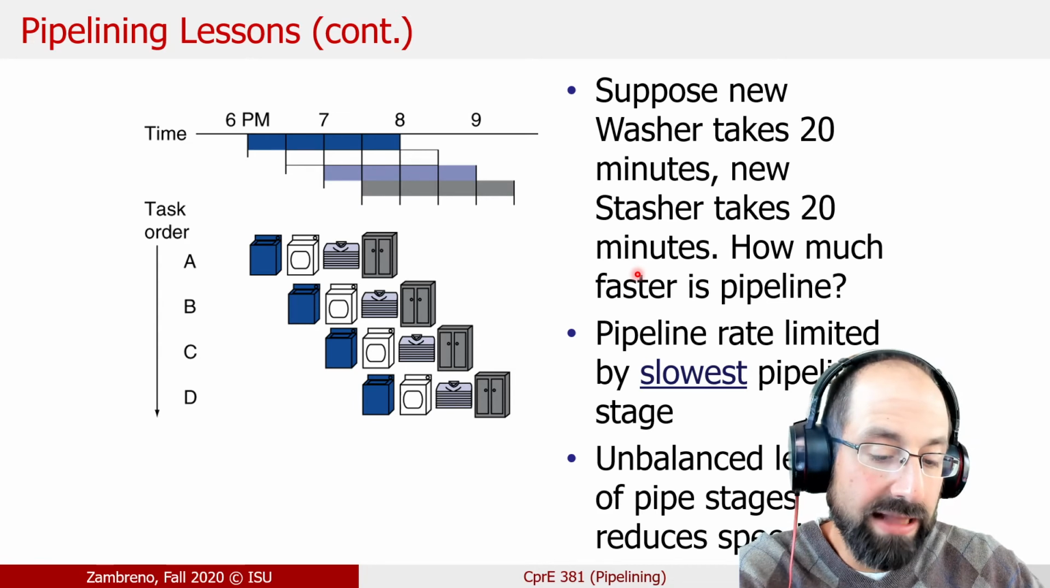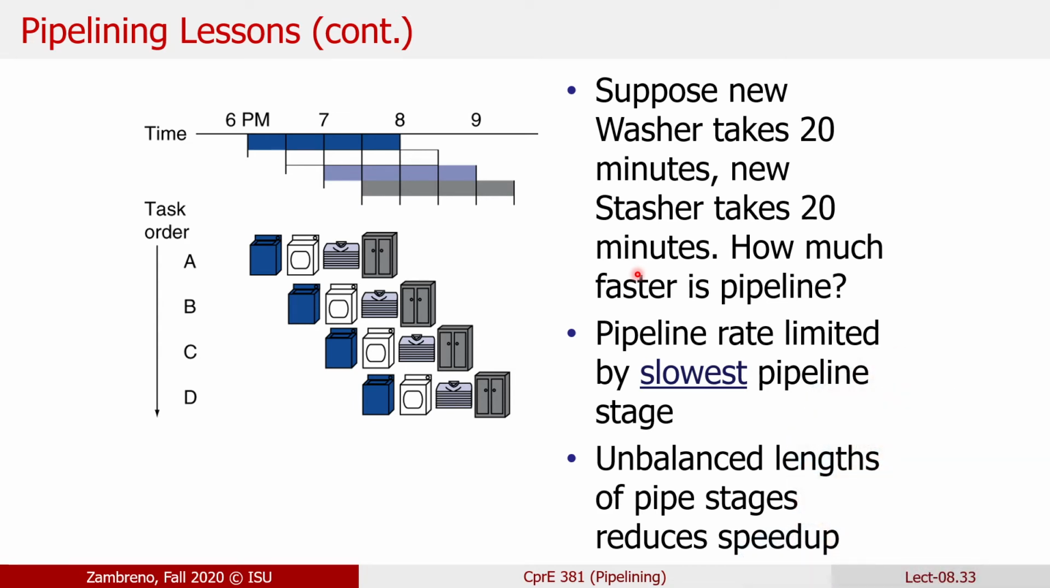This is an important concept, though, that we'll keep coming back to, and let me connect it directly to instruction execution as well. But suppose we bought a new washer that now takes 20 minutes instead of 30 minutes to do the load. And likewise, I don't know what would make the stasher be faster. New pair of running shoes for the person putting their laundry away that much faster. That now also takes 20 minutes versus 30 minutes. How does that change the performance of our laundry pipeline?